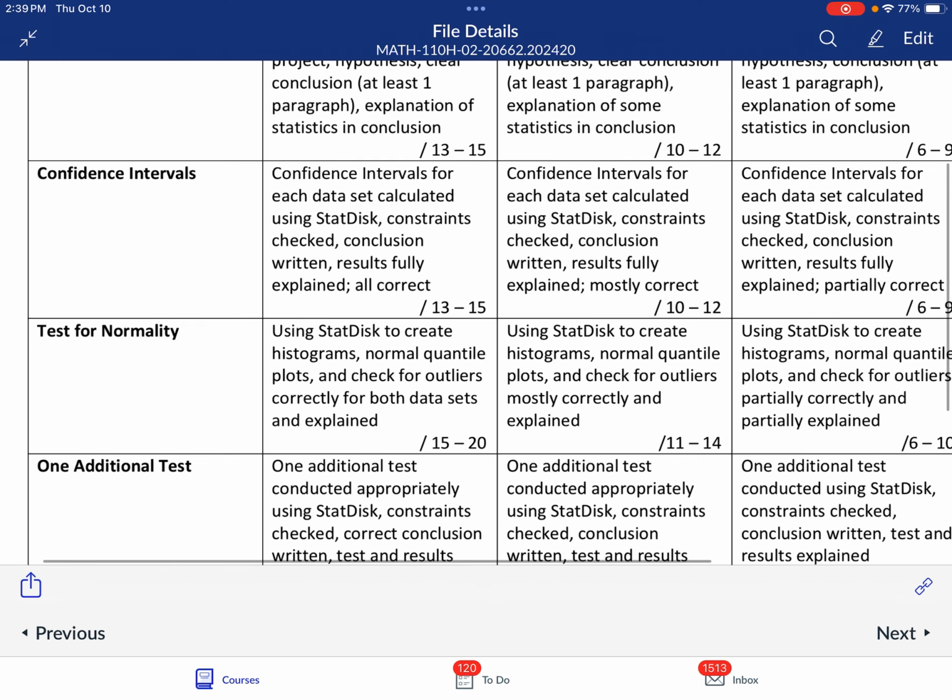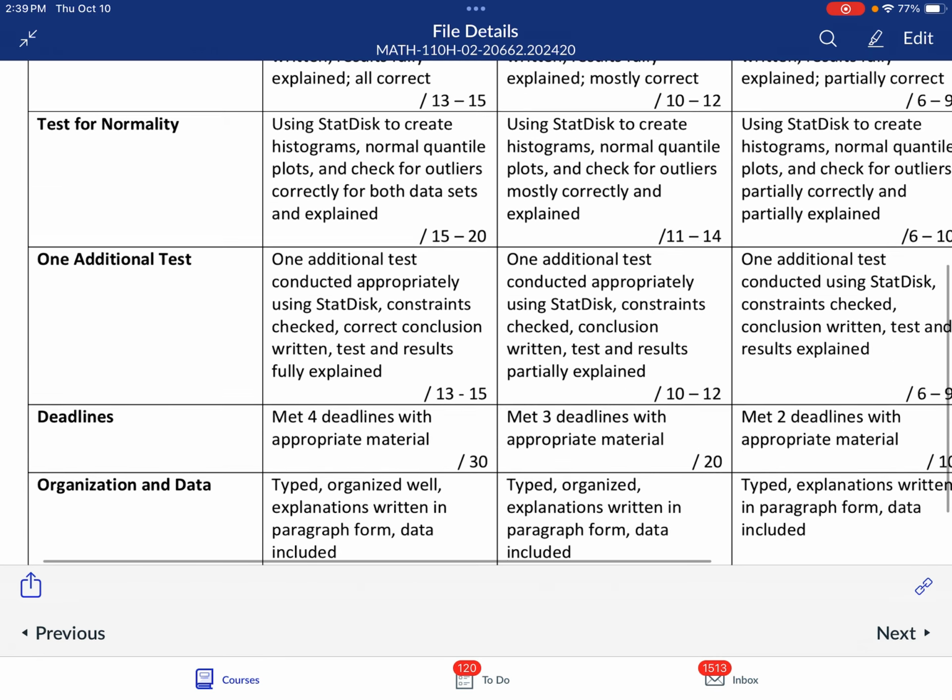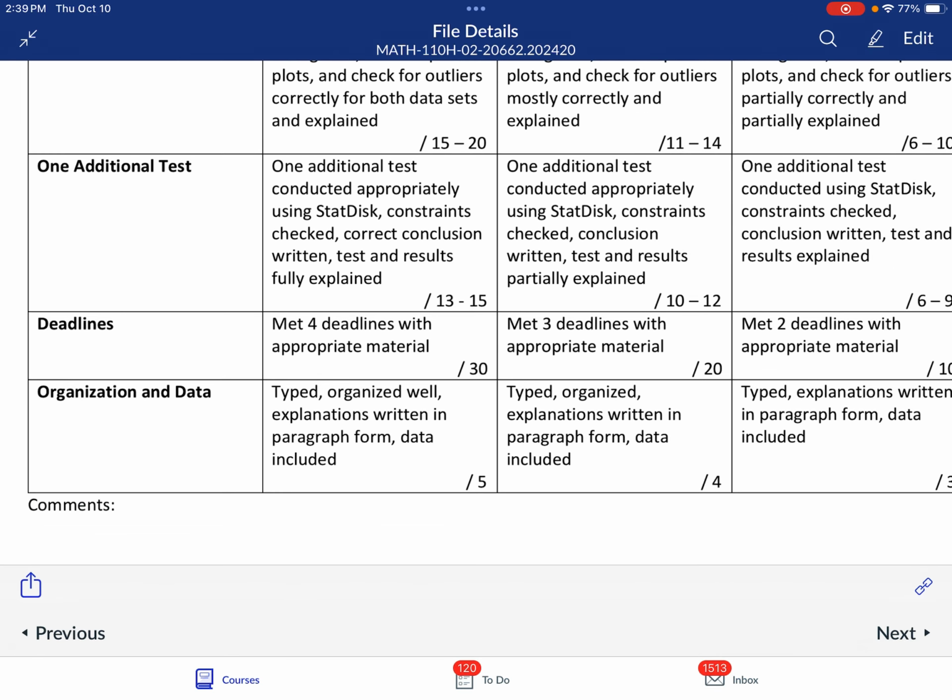You'll notice that there's confidence intervals, test for normality, and your one additional test, like we had already said. Then you'll also notice a big part of your grade is meeting deadlines. There's going to be 4 deadlines. They were all listed on that project information sheet at the very beginning of this video. And then also you get a little bit of points for just organizing your project. It needs to be typed, organizing it well. Also, making sure you attach your data, because I will be checking all of your calculations to make sure everything's done correctly, but I do need the data in order to be able to do that.